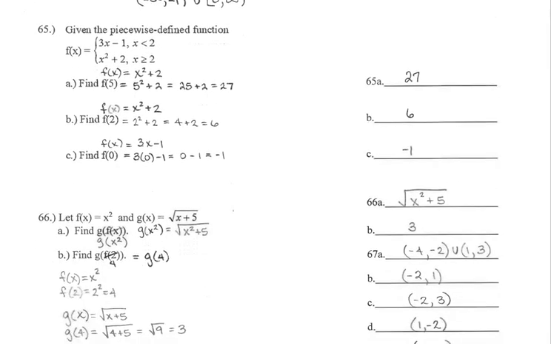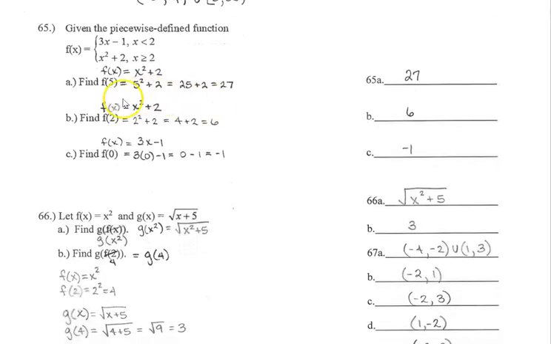All right, 65, we have a piecewise defined function. And so when they ask me to find f of 5, I am not going to plug 5 into this equation and into this equation and get two separate answers. You can see I only get one. I have to figure out, is 5 less than 2, or is 5 greater than or equal to 2? Well, of course, 5 is greater than or equal to 2, so that tells me to use this piece of the function, not this piece.